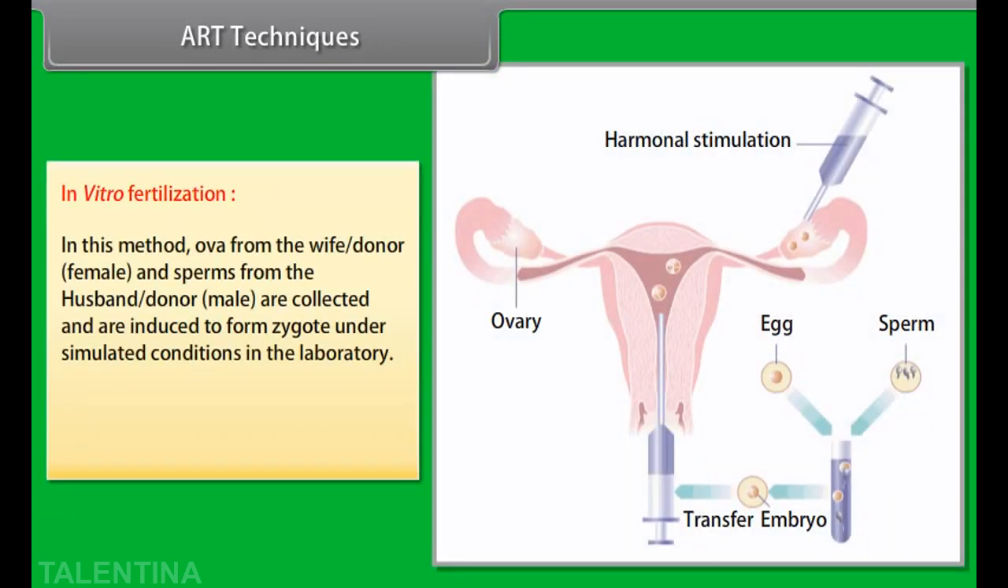In this method, ova from the wife or donor female, and sperms from the husband or donor male, are collected and are induced to form zygote under simulated conditions in the laboratory. Zygote or embryos are then transferred into the fallopian tube or uterus.